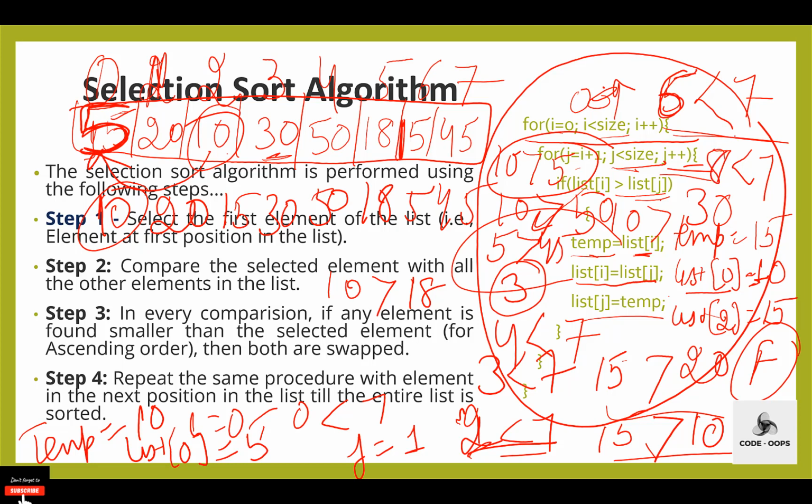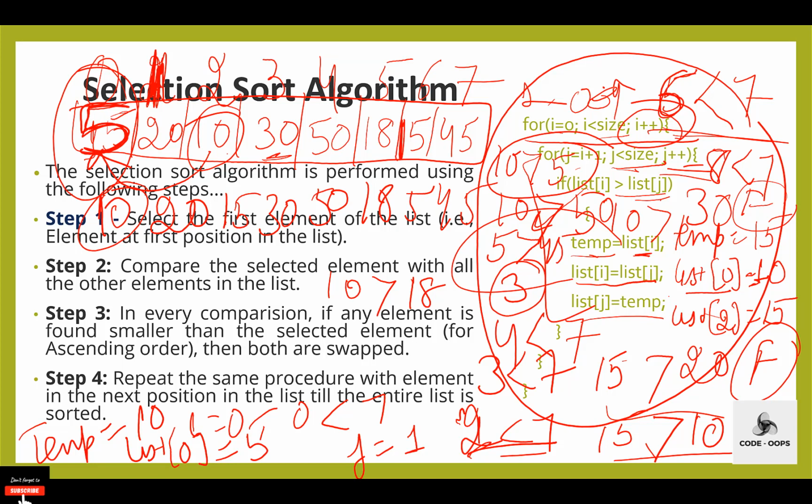8 is less than 7? The condition becomes false. Then control transfers out of the loop. After the execution of pass 1, the first element is sorted. Then i plus plus, i becomes 1, and so on.